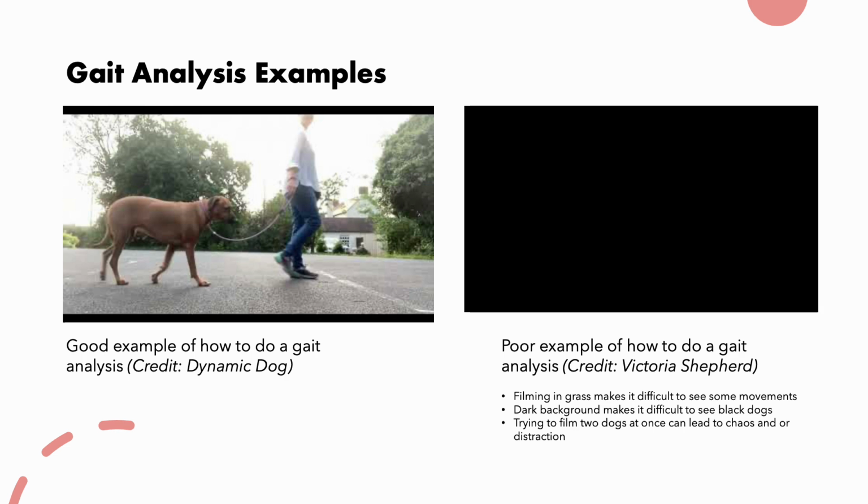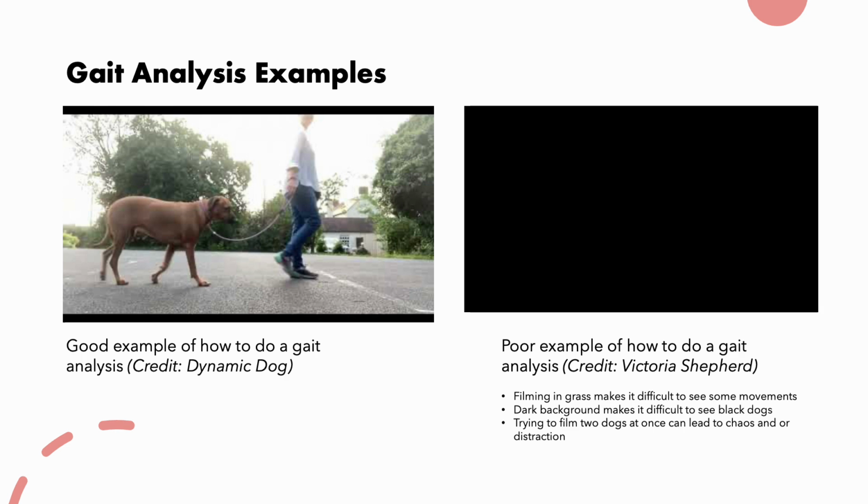In this slide, there are 2 gait analysis examples included for you to take a look at. The one on the left I took from the Dynamic Dog YouTube channel, and it's a pretty good example of how to do a gait analysis, and in it the ridgeback is taken through a couple of paces, in this case walk and trot.